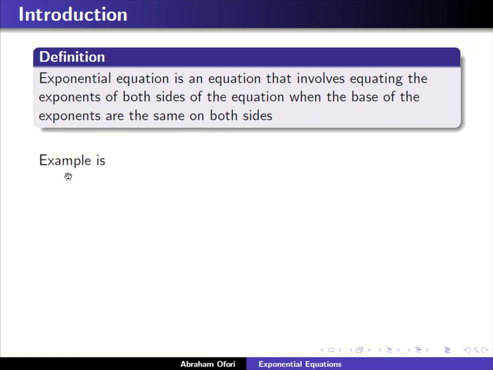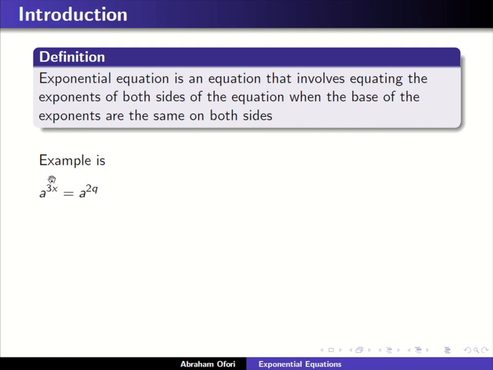So if I have an equation like this, then I'm supposed to equate the exponents here of both sides of the equation when the bases of the exponents are the same on both sides. It means the bases on both sides should be the same, and each should stand single like this before I can equate them.